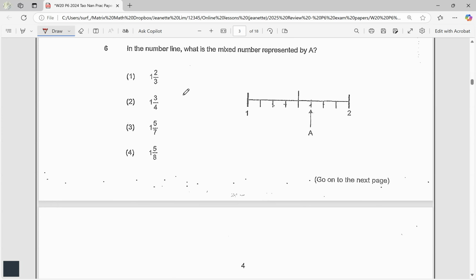Okay, question 6. In the number line, what is the mixed number represented by A? Okay, so we're looking for a mixed number, which means a fraction. So you have one hole, two holes. How many intervals are there? If you don't count the lines, but count the gaps, there are actually 8 intervals, 8 gaps in between. So this is actually an increment of 1/8. So 1, 2, 3, 4, 5. 5 gaps means 5/8. So A will be 1 whole and 5/8. Okay, so option 4.